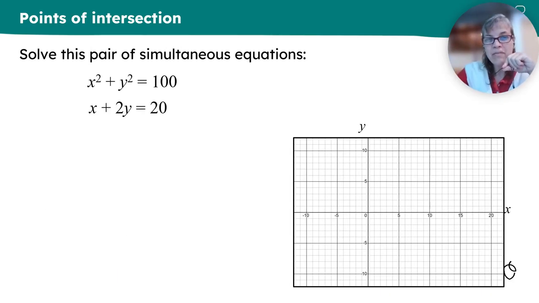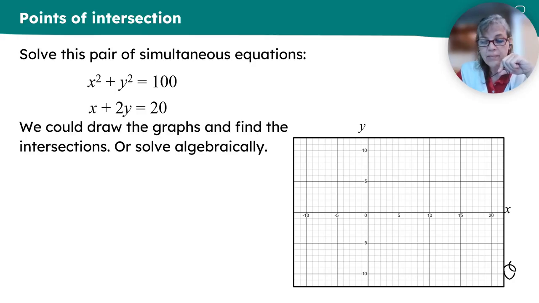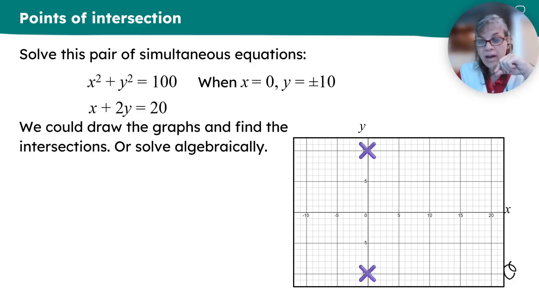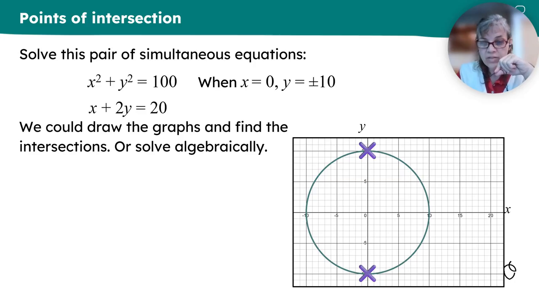Okay, so if we have this pair of simultaneous equations, x squared plus y squared equals 100, x plus 2y equals 20, we could solve this either by drawing the graphs or doing it algebraically. Let's think about drawing the graph. For this circle, you would first put in 0 for one of the x or y and find out what the radius is. We would find that y would be either positive or negative 10, and if you did it the opposite way, x would be positive or negative 10. It allows me to draw that circle.